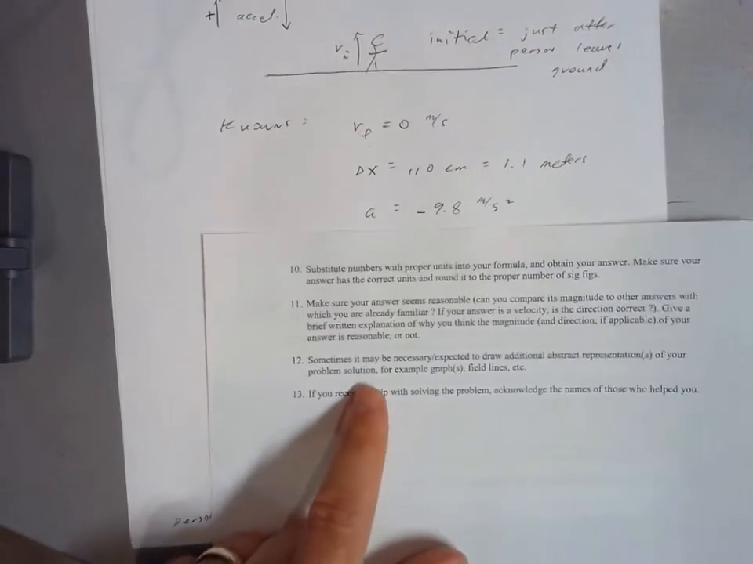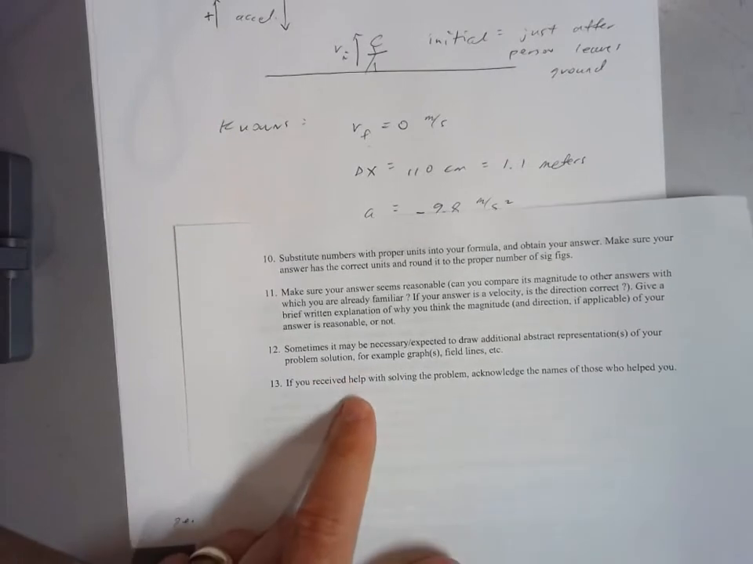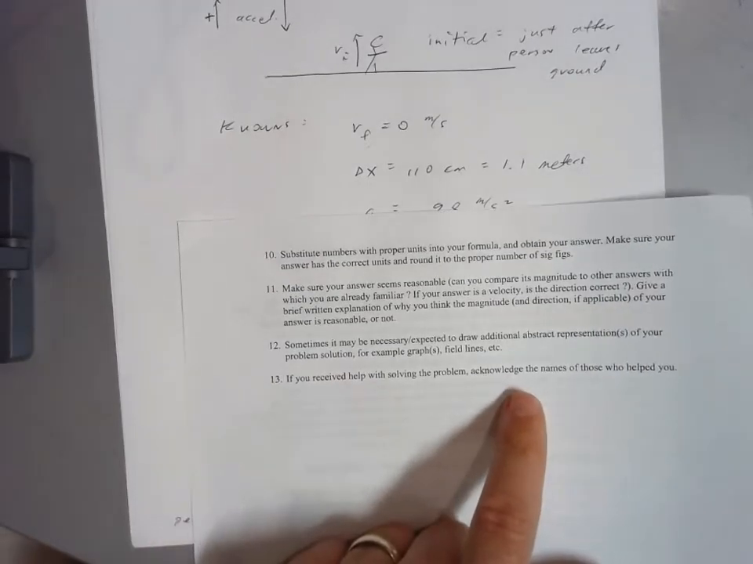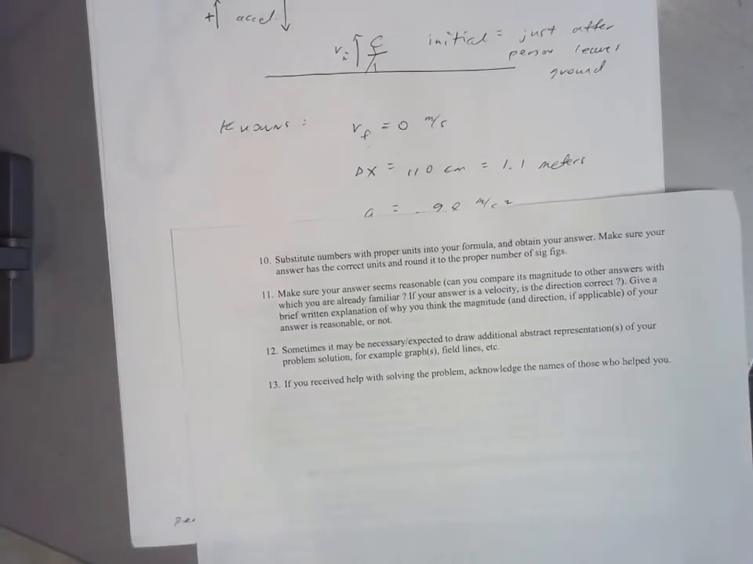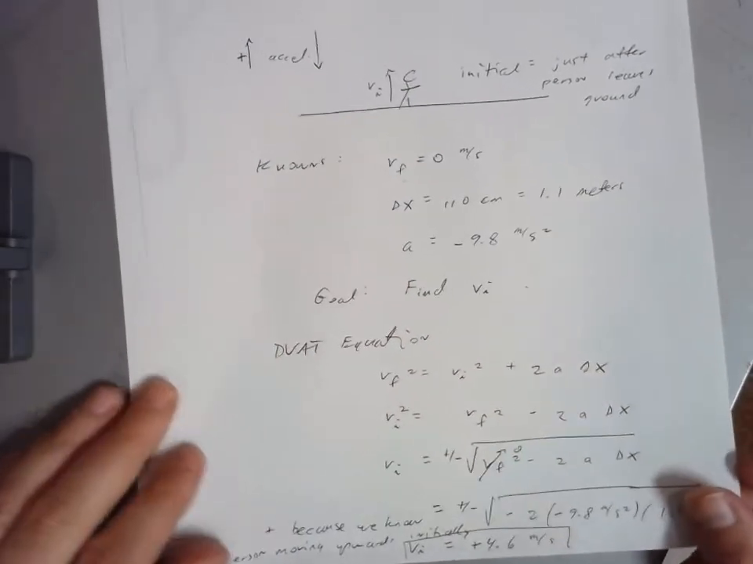All right, step 12. We might be asked to draw some graphs. I'm going to go ahead and do the graphs for this problem, just because it's a good example. And then step 13, if you did get help from somebody, you should write a note at the end saying who helped you, what you got help with. All right, so we're going to do the graphs last.